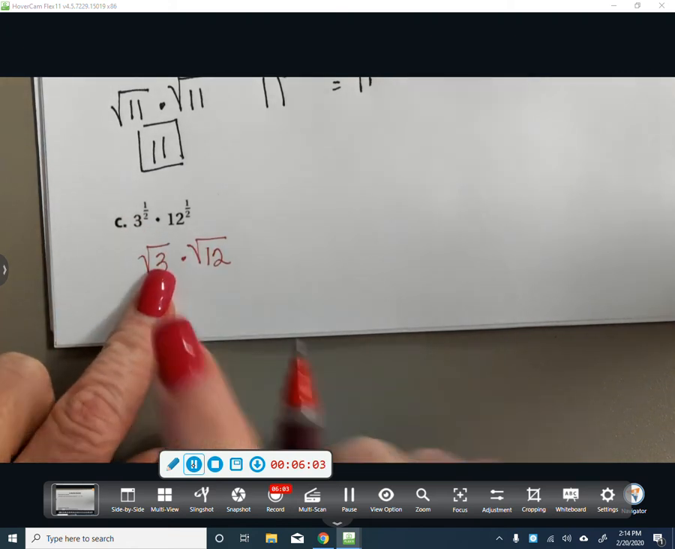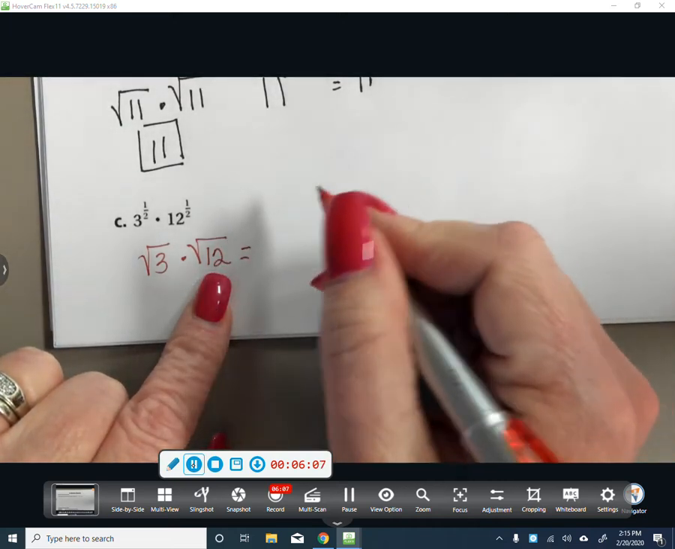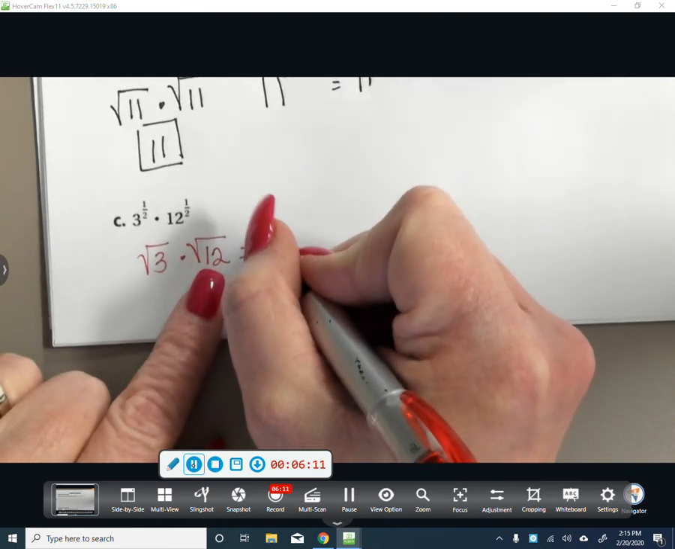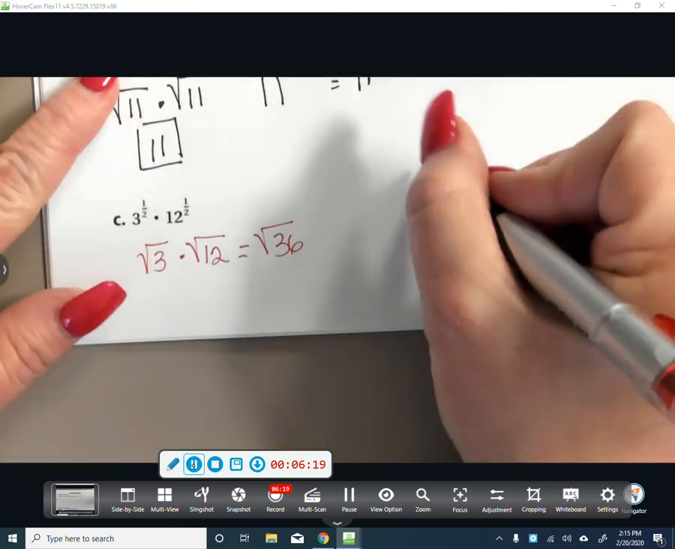And now what is the square root of 3 times the square root of 12? What's 3 times 12? 36. So square root of 36. That's what I'm dealing with. Square root of 36. So what are you going to do now? Prime. Take it to the primes. You do it.